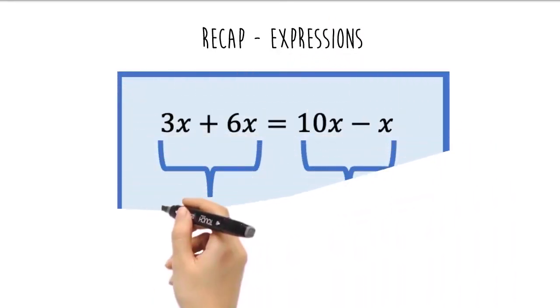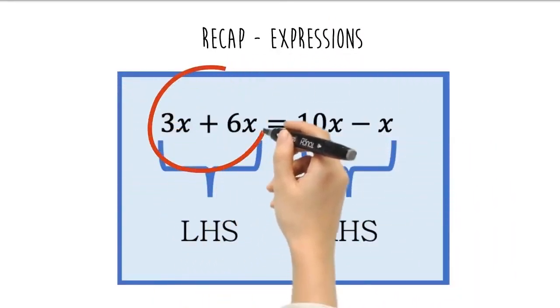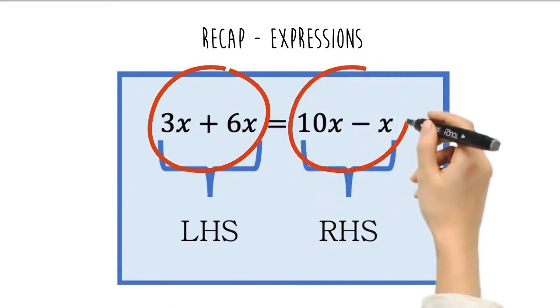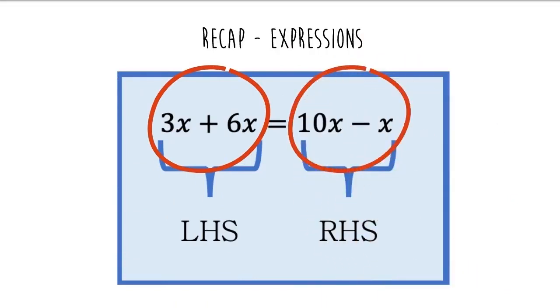Let's also recap what expressions are. An expression is a collection of pronumerals, numbers, and operators on either side of the equal sign. For example, 3x plus 6x on the left-hand side is an expression, and 10x minus x on the right-hand side is also an example of an expression. Together, they make up an equation.